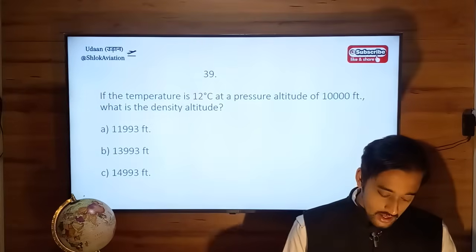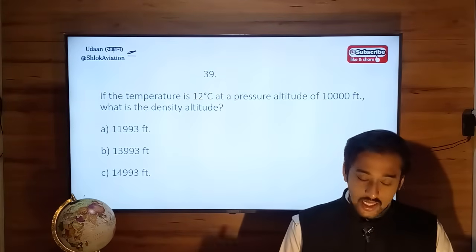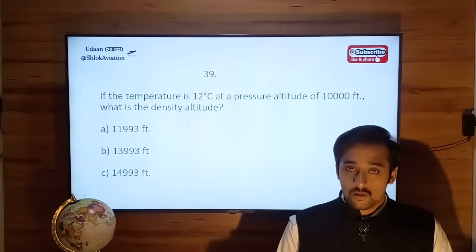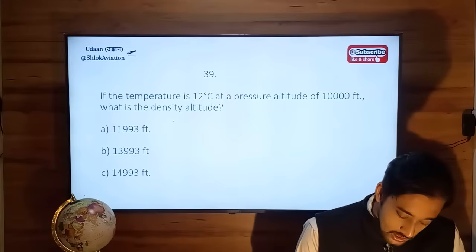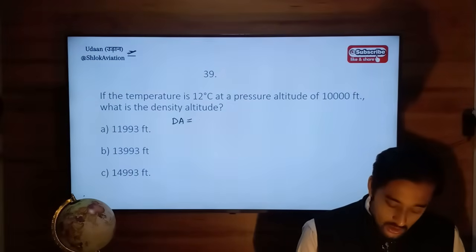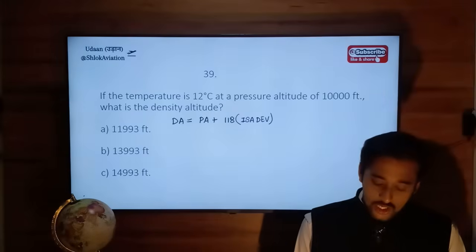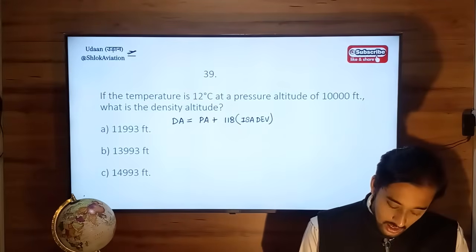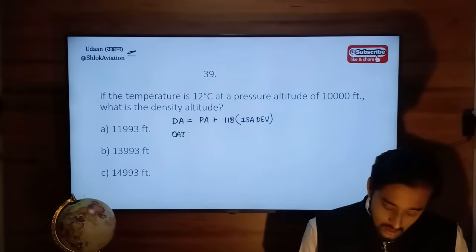RK Bali. If the temperature is 12 degrees Celsius, pressure altitude is 10,000 feet, what is the density altitude? Simple. Density altitude equals pressure altitude plus 118 into ISA deviation. Pressure altitude is 10,000 feet, given to you. ISA deviation: outside air temperature is 12 degrees Celsius.